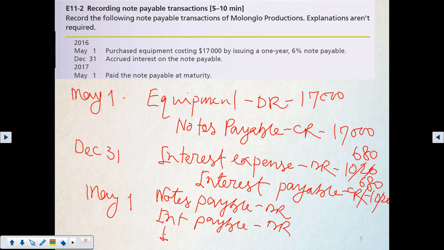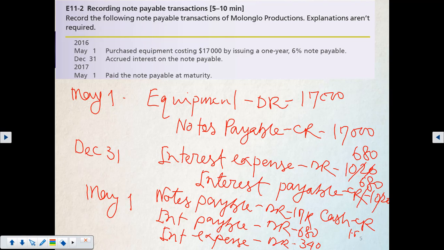So it's going to be interest expense debit and then finally cash credit. Notes payable is going to be debit by 17,000, then 680, then 340, and the total is going to be 18,020. Very good. Cash is credit 18,020.